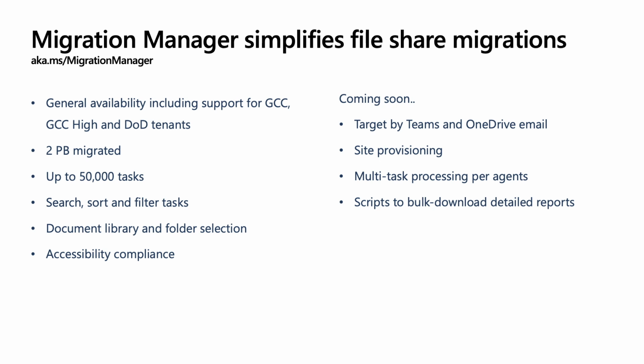Coming soon, you will see the Teams and OneDrive destinations that we saw during the demo. You will also have the ability to provision your target SharePoint sites. We understand that throughput is a big part of your migration plans. To increase this throughput, we will soon introduce multitasking across agents so you can increase your throughput 2 to 5 times more than it is today. And finally, to scale your reporting needs, you will be able to leverage commandlets to download detailed reports and multiple tasks.